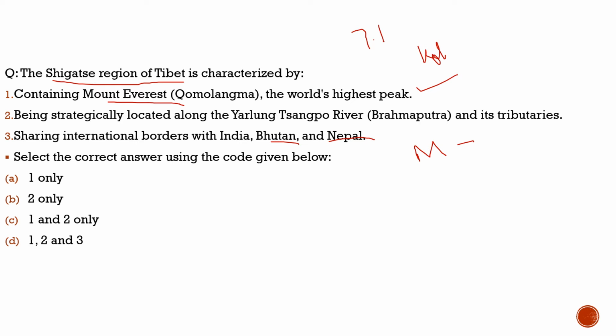Second statement, being strategically located along the Yarlung Sangpo River, Brahmaputra, and its tributaries, 100% correct. It is located along the Yarlung Sangpo River, which is called Brahmaputra in India, and its tributaries. Nothing wrong with this statement. Third, sharing international borders with India, Bhutan and Nepal. No, it does not share an international border with Nepal. It shares borders with India and Bhutan. So with respect to this question, the third statement is totally incorrect.